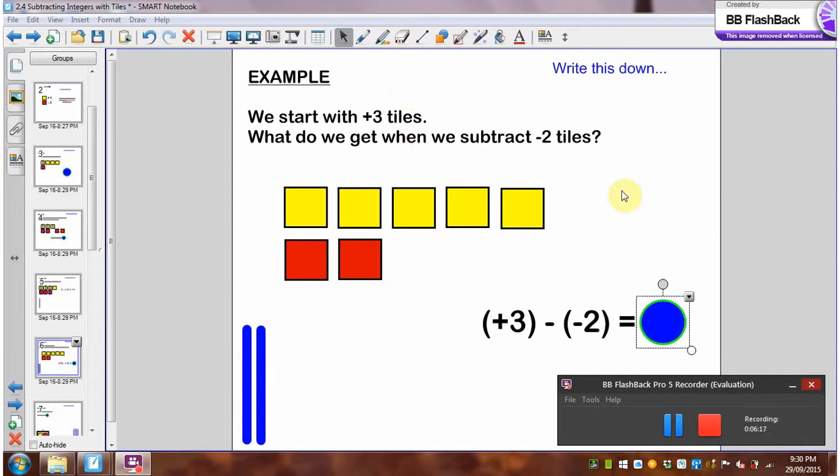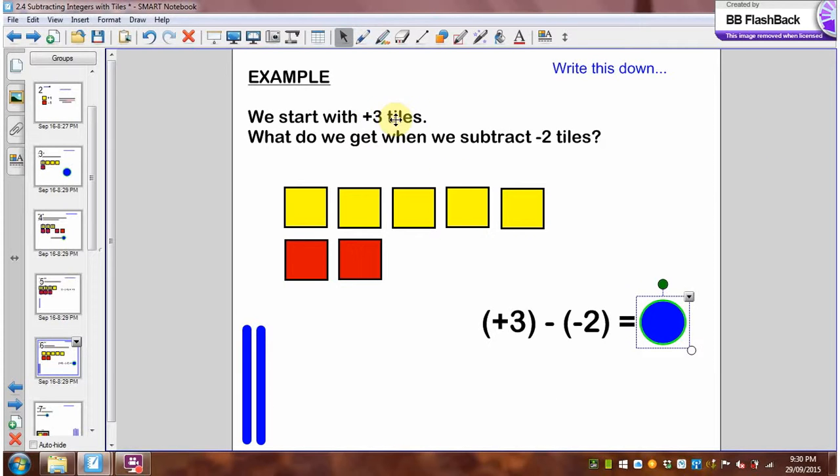Okay, so by now you should have all of this written down. Here, we start with +3 tiles. Okay, so before I move on to the next part of the question, we look down here. What do we have? What does this represent? We have a lot of tiles, but we have some yellow and red pairs here. So we can cancel them out. Okay, so really we got 1, 2, 3 positive tiles. Alright, so what do we get if we subtract -2 tiles?